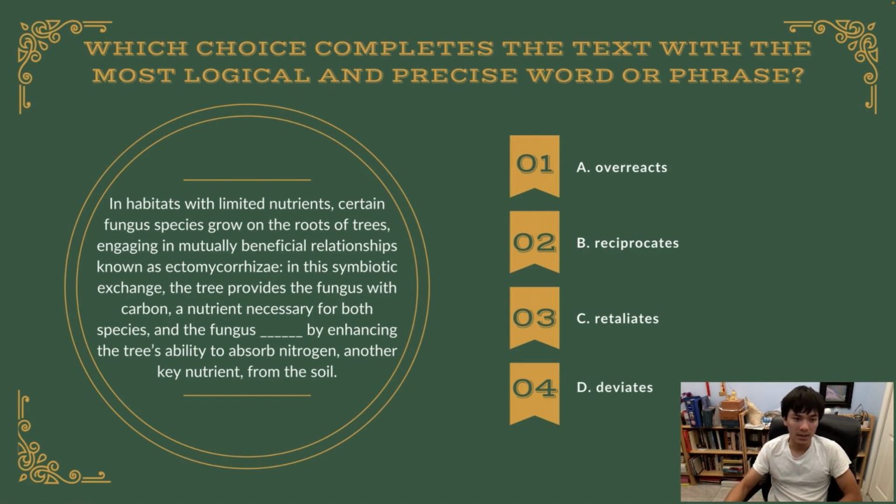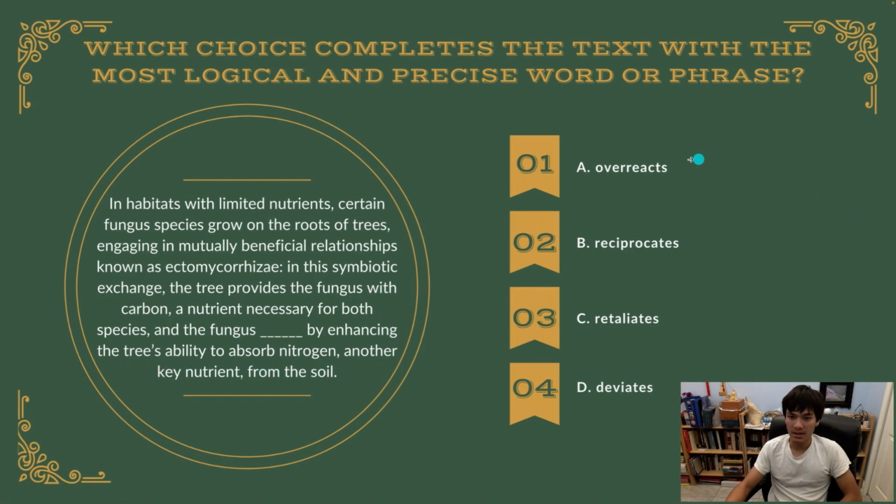So we can look right here at the idea. We're talking about how the trees and the fungus have a mutually beneficial relationship. Mutually means that it goes both ways. One benefits the other, and the other benefits the former. Okay, and then that's also just bolstered right here by saying that enhancing the tree's ability to absorb nitrogen.